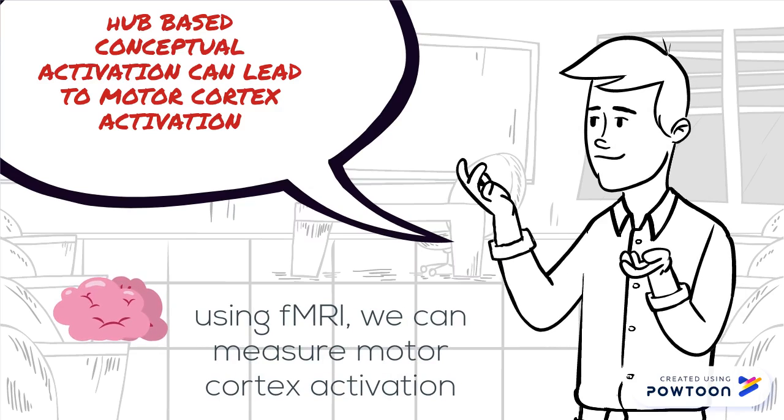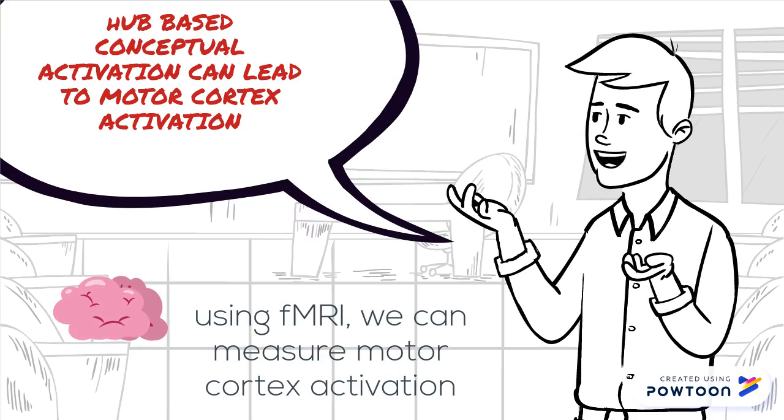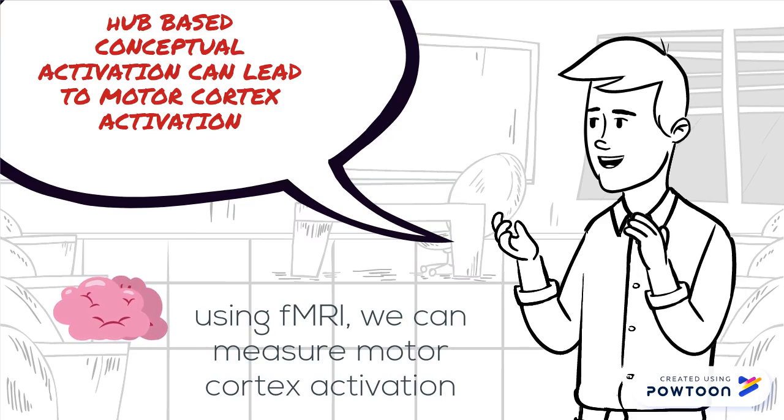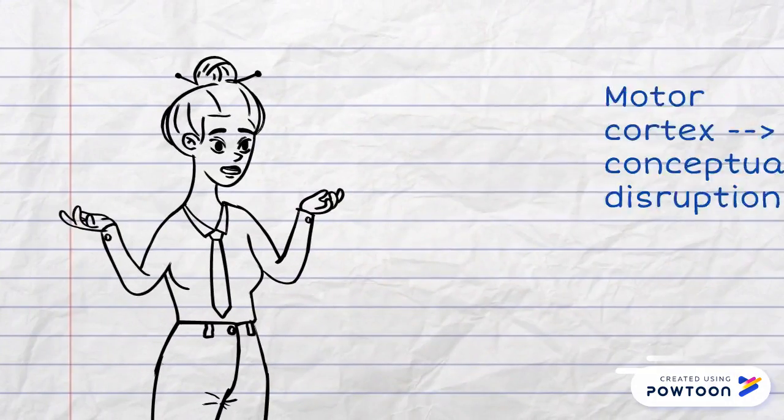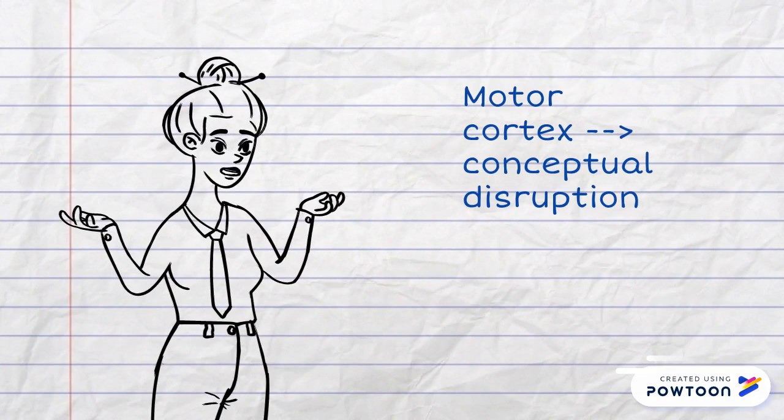If we present a word, this would stimulate a concept in the heteromodal semantic hub. This activation then spreads to neighboring concepts and modality-specific features. Motor cortex stimulation can also lead to conceptual disruption.